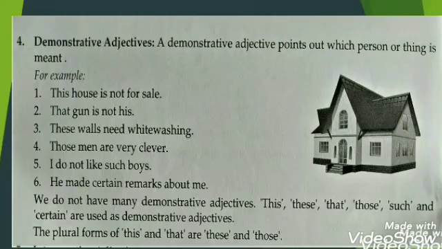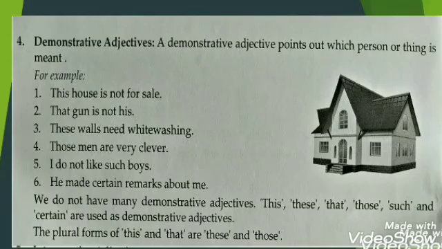Demonstrative adjectives. A demonstrative adjective points out which person or thing is meant. And here we have some examples given in the book. We are going to discuss a few of them. First one, this house is not for sale. Here, house is your noun and this is the word describing your demonstrative adjective. Since house is your singular noun, that is why we have used a singular demonstrative adjective to show it.